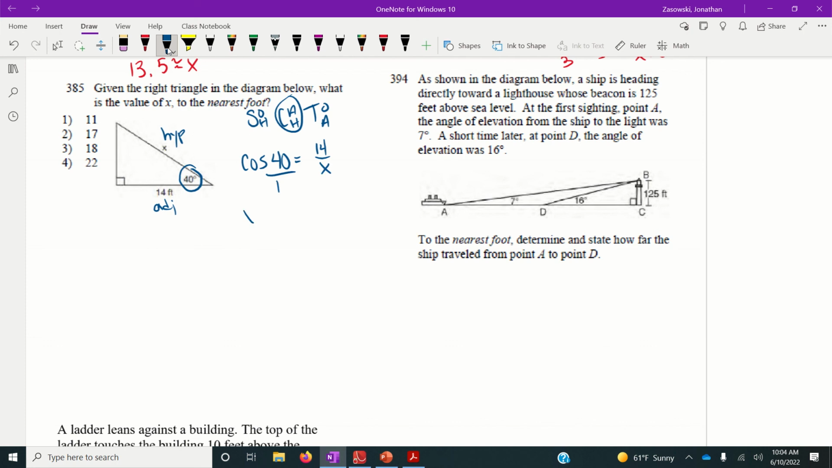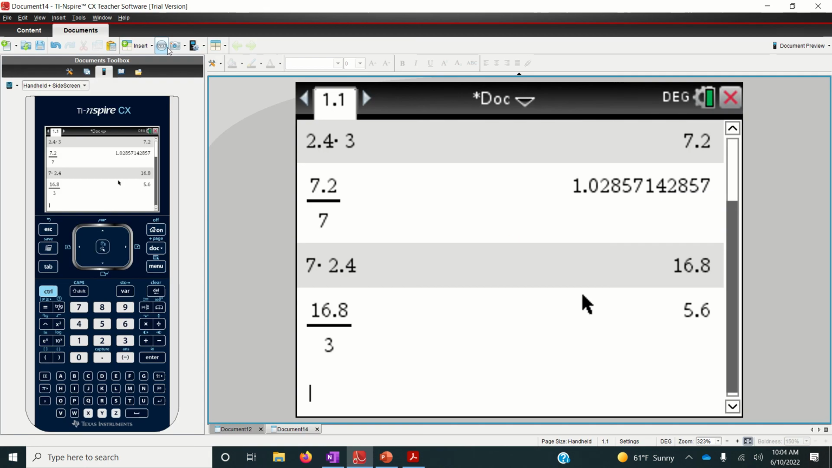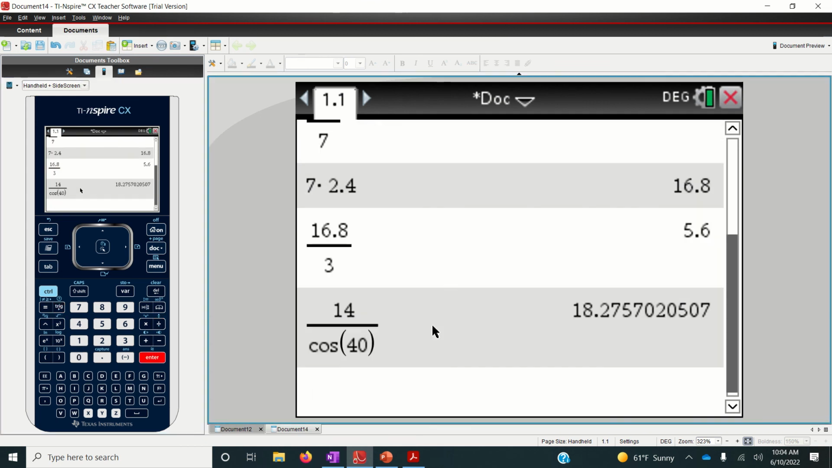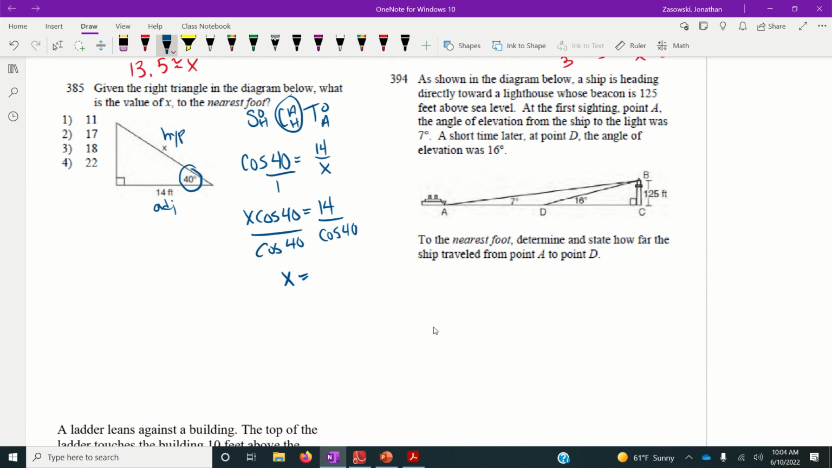Now, unlike last time when we cross multiply, we are not going to be done right away because we have x times the cosine of 40 is equal to 14, and then we're going to have to divide out by the cosine of 40 to get the answer here. So remember, we're looking for a side. We're always going to cross multiply. So 14 divided by, I'm going to press the trig button, choose cosine, and then 40, and we get 18.27. It does say nearest foot, so that's going to be 18 feet. And that's choice 3.